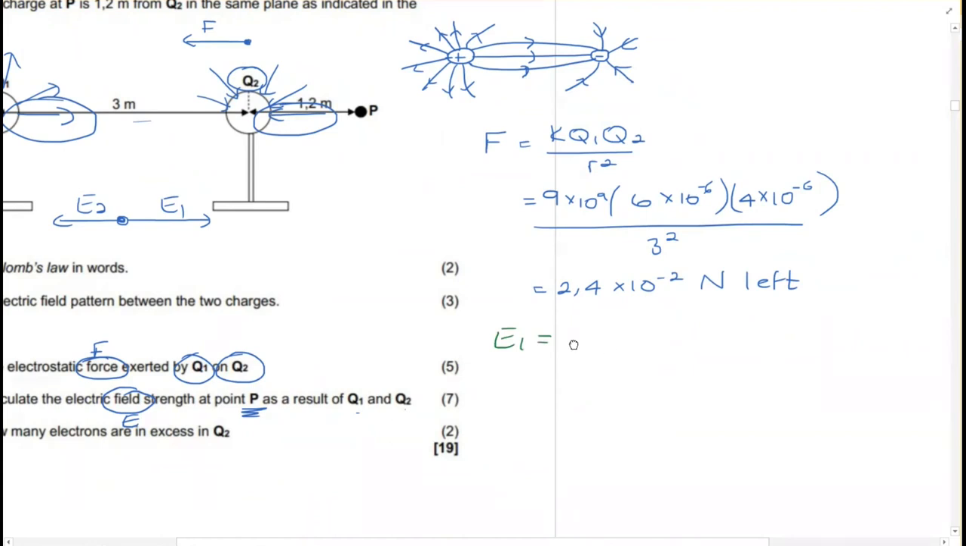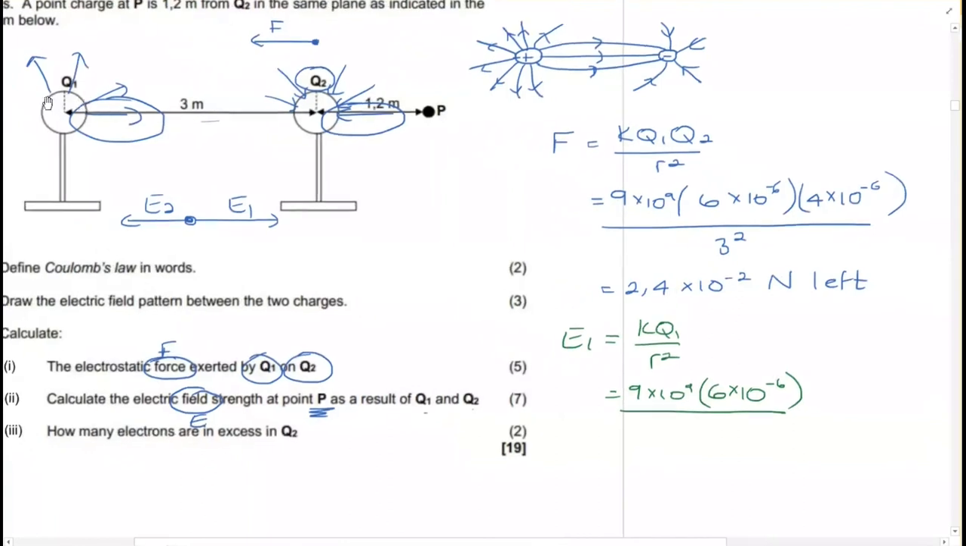We've got the distance away from Q1. So we've got k Q1 over r squared. k is 9 times 10 to the 9. Q1 is 6. This was the 6, hey? Yes, 6 times 10 to the, what was it? I'm having to go back, -6. They were micros.